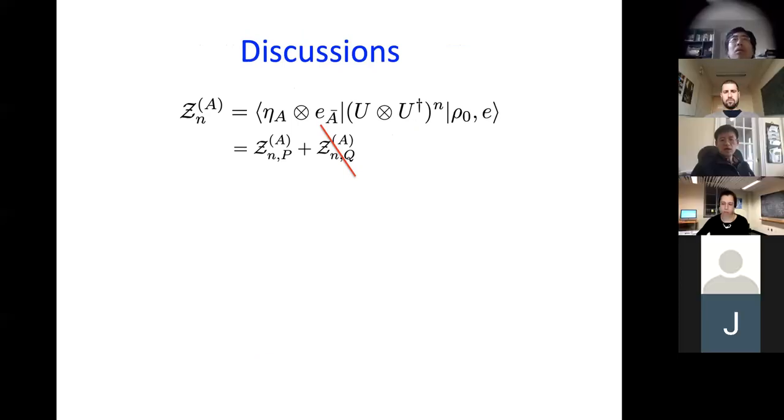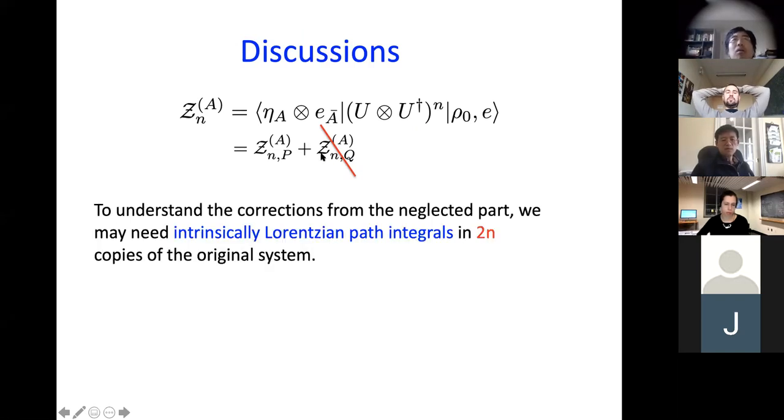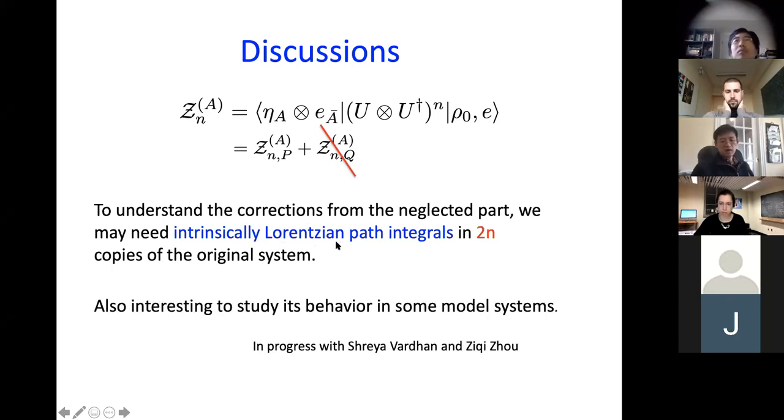So here we introduce this equivalent approximation, in which we throw away this term. The term we throw away has an intrinsic description in terms of a Lorentzian path integral in 2n copies of the original system. So if you want to see the effect of this term in your gravity path integrals, you actually have to go to the intrinsic Lorentzian path integrals. But you can try to study the physical effect of such a term in some model systems, say some model condensed matter systems.